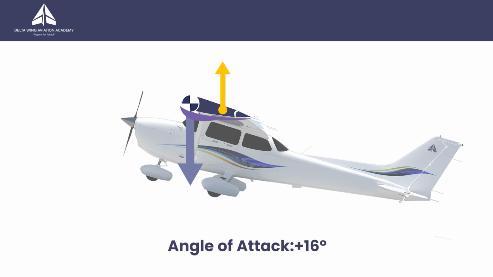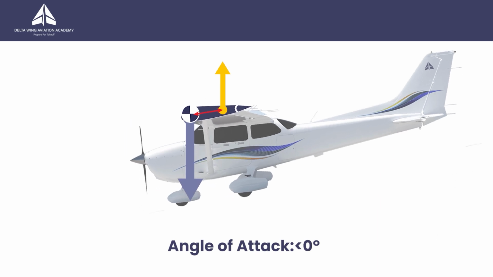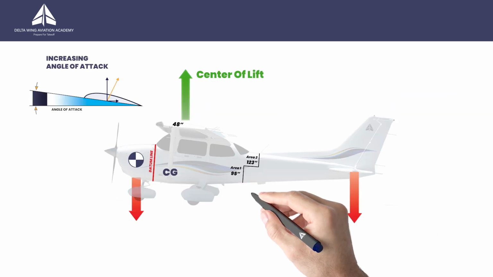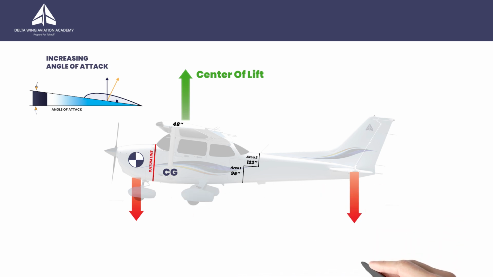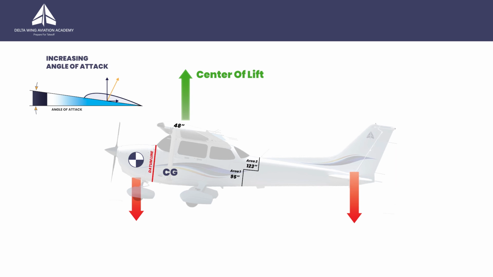This shift aids in recovery from the stall due to the increased moment provided by the lift and weight couple, resulting in the nose pitching down. So with the center of gravity further forward and this greater tail downforce that's necessary, we have to increase the lift to keep from losing altitude. We do that by increasing the angle of attack. That puts us closer to a stall.